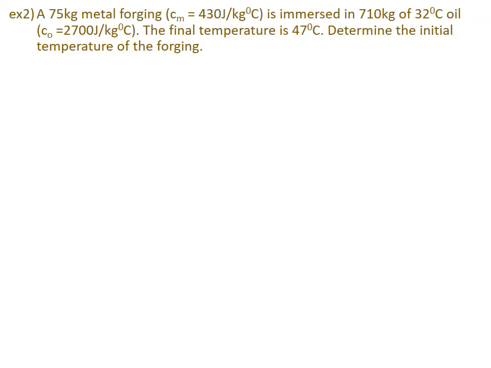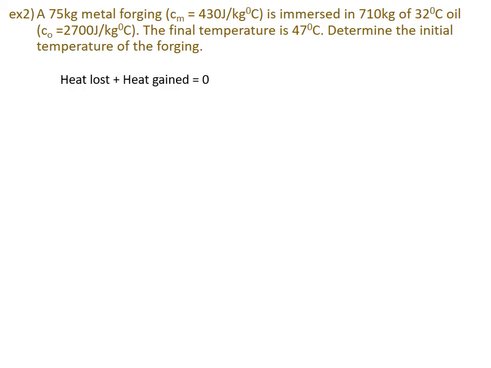Example 2. I have a 75 kilogram metal forging. They give us the specific heat capacity of the metal, which is 430 joules per kilogram degrees Celsius. And we're told that that metal forging is immersed in 710 kilograms of 32 degrees Celsius oil. We are also given the specific heat capacity of the oil, which is 2,700 joules per kilogram degrees Celsius. We are told the final temperature is 47 degrees Celsius, and we want to determine the initial temperature of the metal forging.